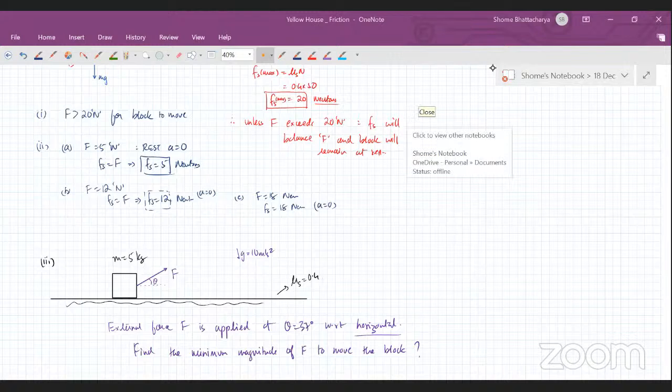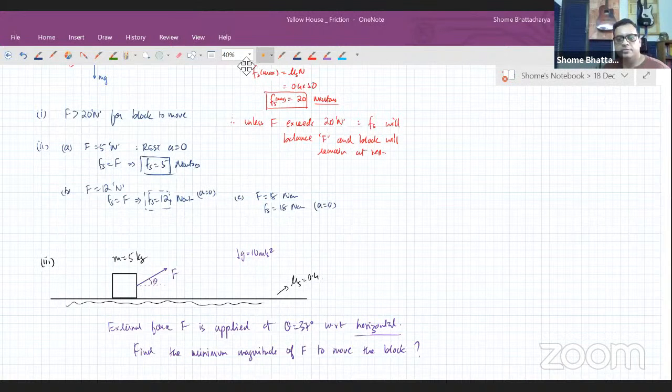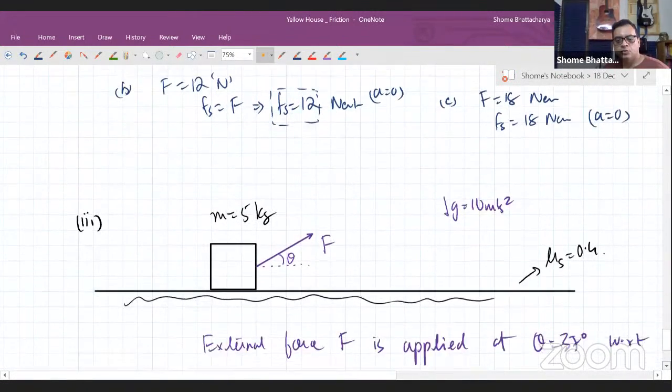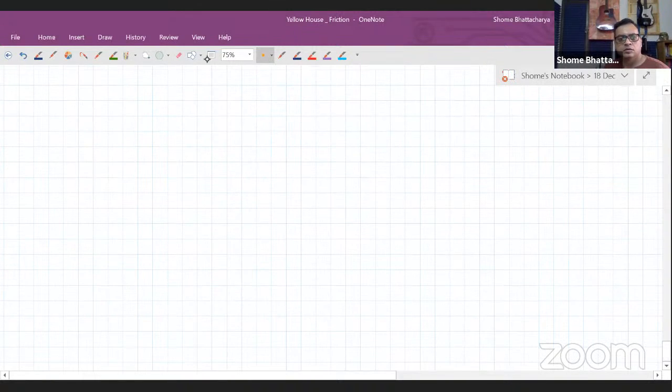125 by 14, Kanishk. Okay. So I'll just verify the result. Okay. So let's make the free body diagram. So for this situation now, on this block, I'm applying the external force at an angle of 37 degrees.